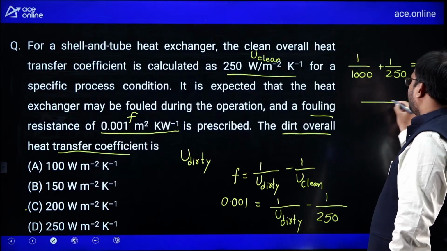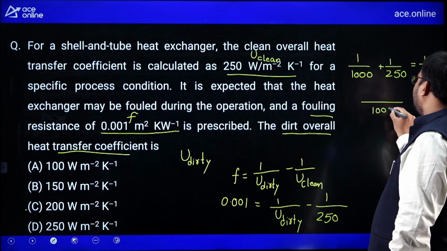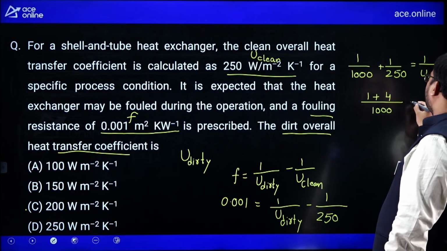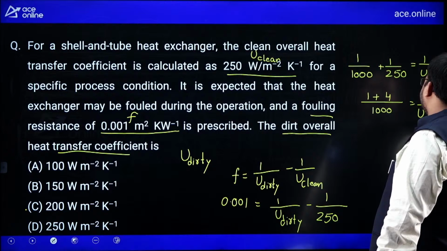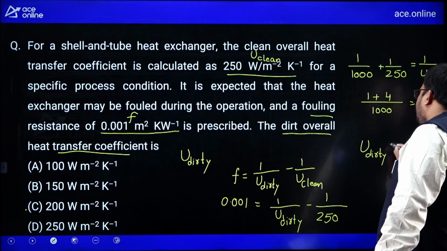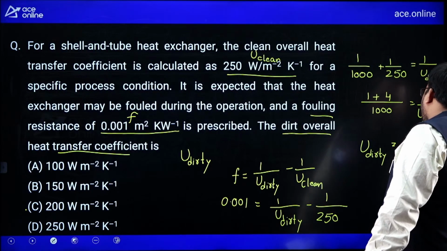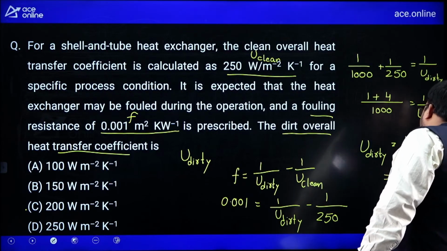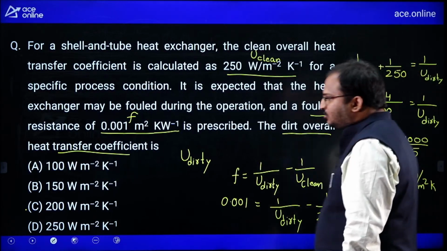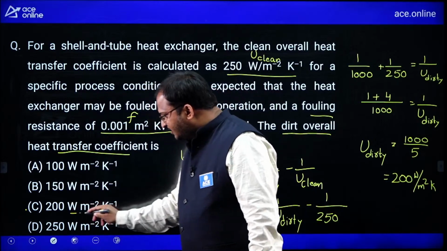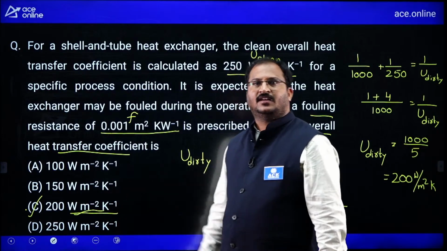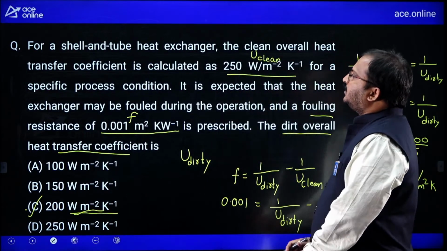So take the LCM. Here it will be 1000 as LCM, 1 plus 250 into 4 times you will get 1000. This is 1 by U dirty. So from this U dirty will be equal to 1000 by 5. So you will get the answer as 200 watt per meter square Kelvin. So the answer is 200 watt per meter square Kelvin. So check the unit carefully here. 200 watt per meter square Kelvin is the answer here. Okay. So this is the third question on heat transfer.